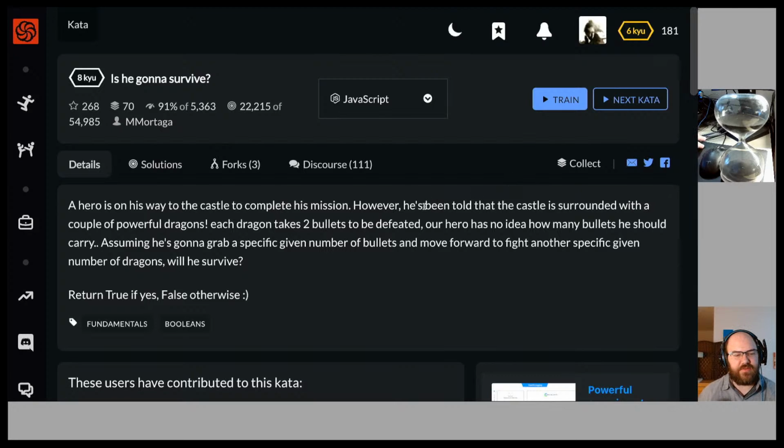Is he going to survive? A hero is on his way to the castle to complete his mission. However, he's been told the castle is surrounded with a couple of powerful dragons. Each dragon takes 2 bullets to be defeated. Our hero has no idea how many bullets he should carry. Assuming he's going to grab a specific number of bullets or move forward to fight another specific dragon, will he survive?